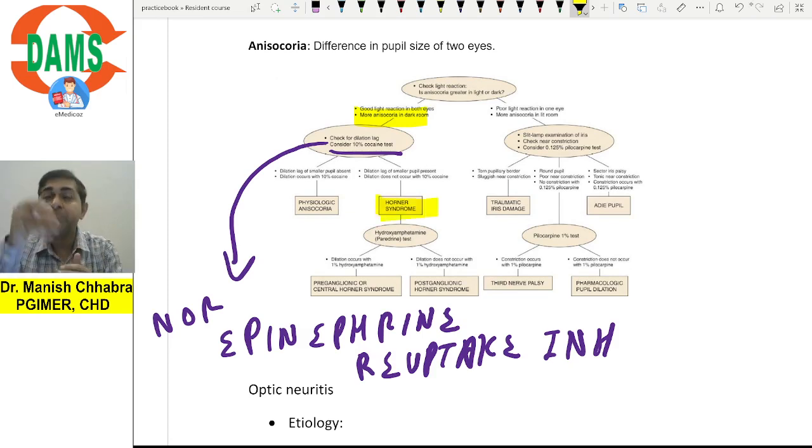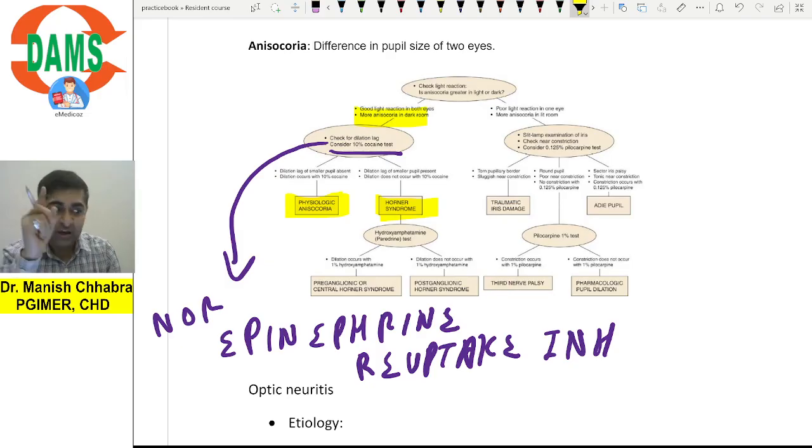But if on putting the 10% cocaine eye drops there is a reaction, a reaction of the smaller pupil dilating, you will think of physiological anisocoria. Done. Now you have diagnosed that okay, it is a case of Horner syndrome because there is no norepinephrine present in the terminal. Yes, so it can be preganglionic, it can be postganglionic.